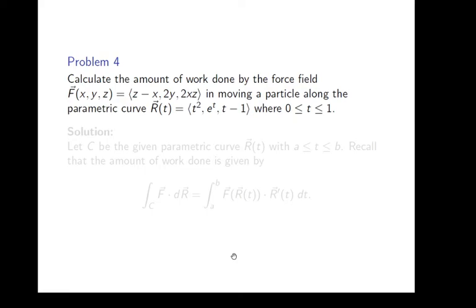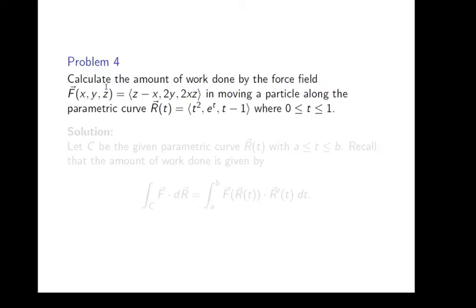Let us continue with the second part of the video. For the next three problems, we will be computing the amount of work done by a force field in moving a particle along a parametric curve. So let us start. Problem number 4.